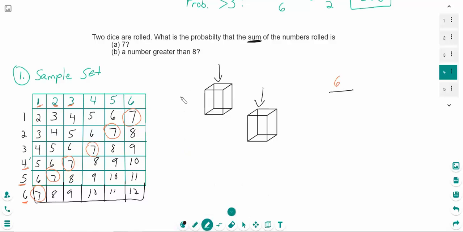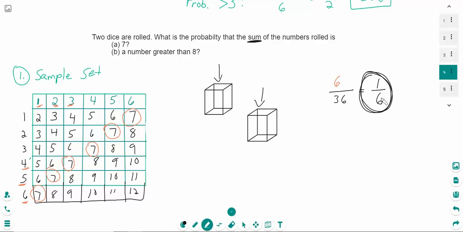In the denominator, we need to look at how many outcomes there are in the sample set. So how many are there total? Well, we have a chart here that's got 6 up on the top and 6 along the side. So I can find the total number inside by taking 6 times 6. So there are 36 different outcomes here. So my probability is going to be 6 over 36, which, of course, can be reduced to 1/6.